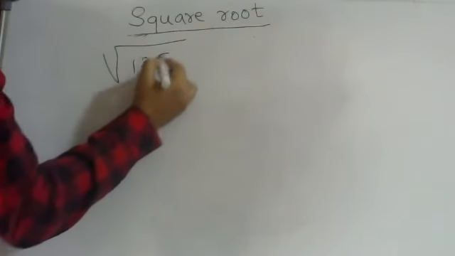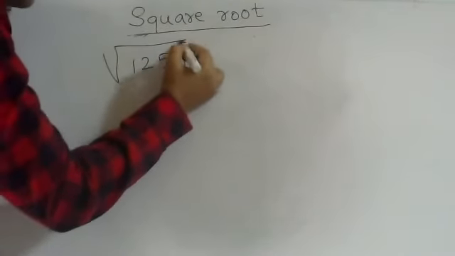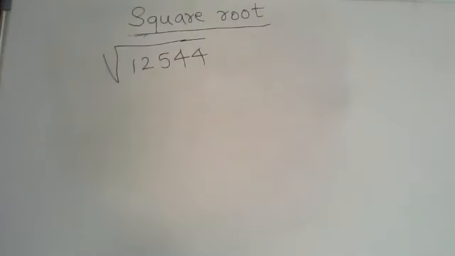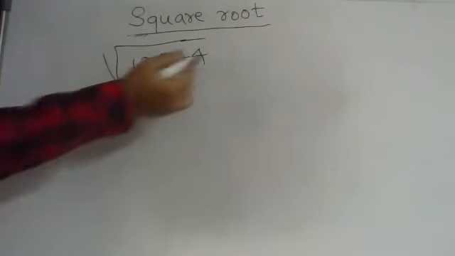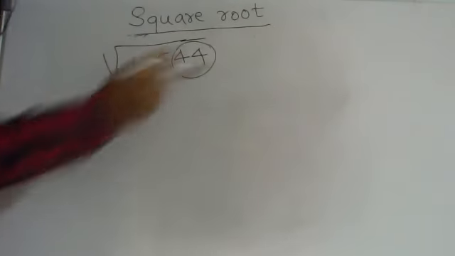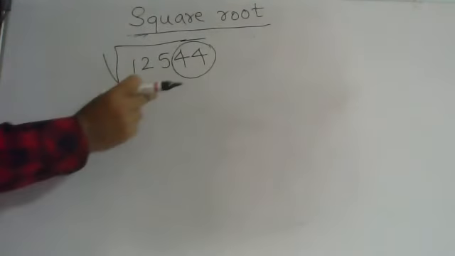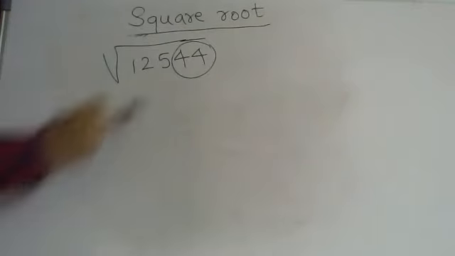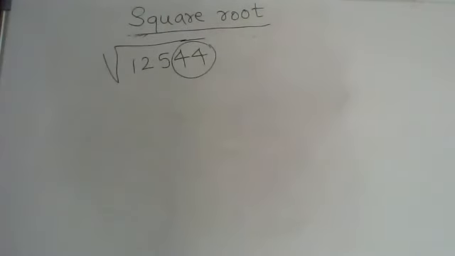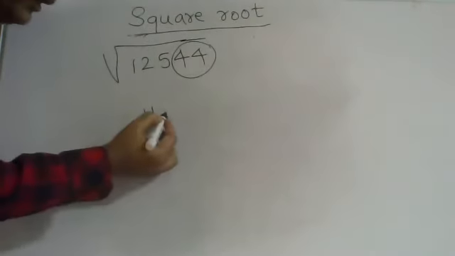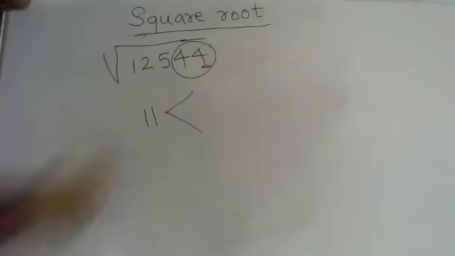Square root of 12544. Taking these two numbers at one side, 125. The square near to 125 is 11. 11 square is 121. We'll think about unit digit 4.